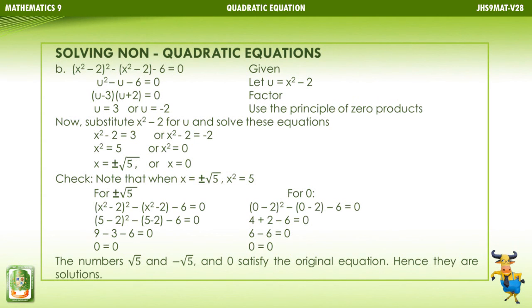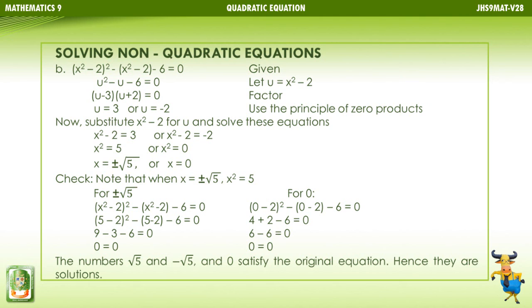B. (x² − 2)² − (x² − 2) − 6 = 0, given. u² − u − 6 = 0, let u = x² − 2. (u − 3)(u + 2) = 0, factor. u = 3 or u = −2, use the principle of zero products. Now, substitute x² − 2 for u and solve these equations.